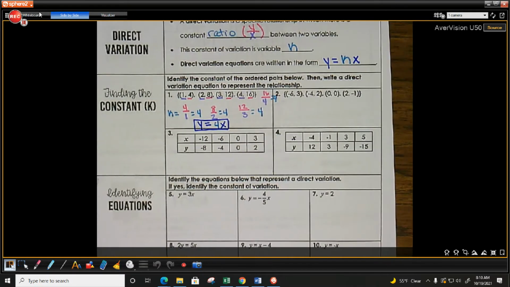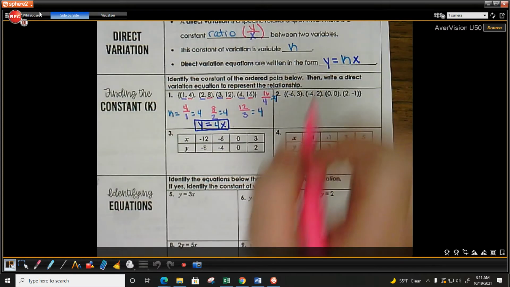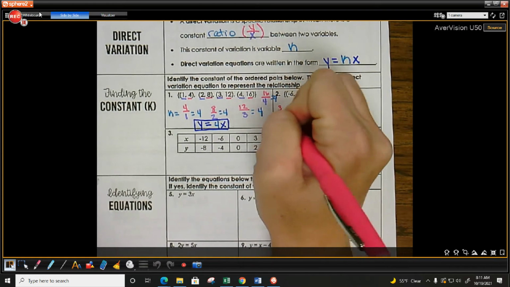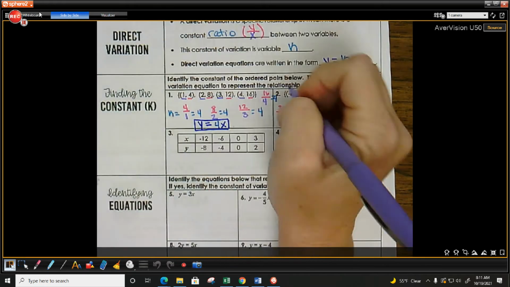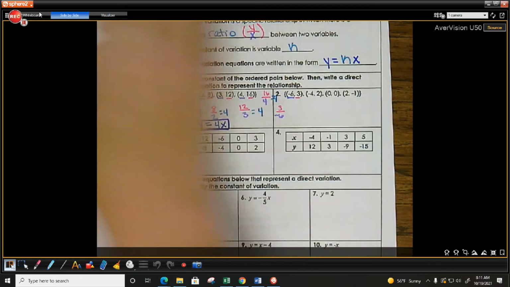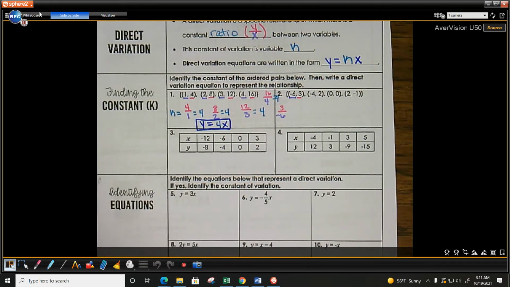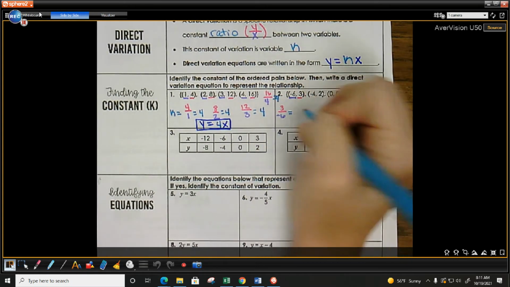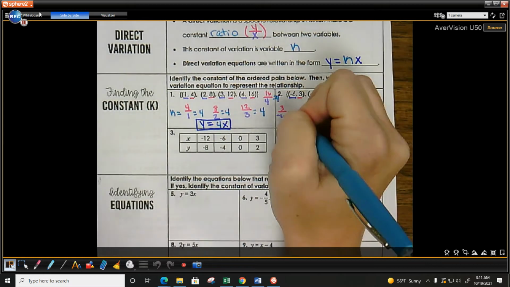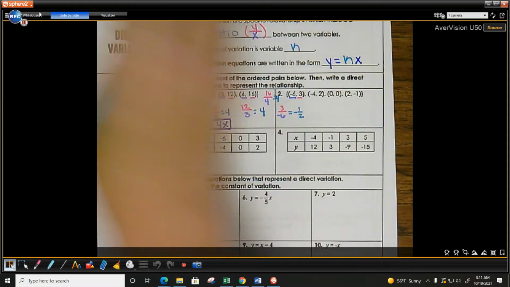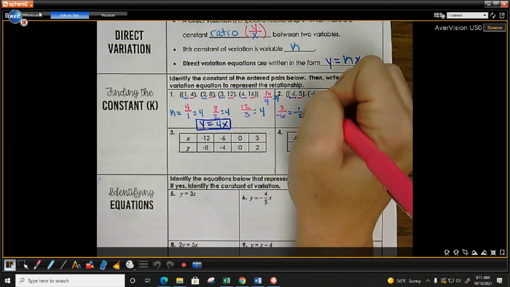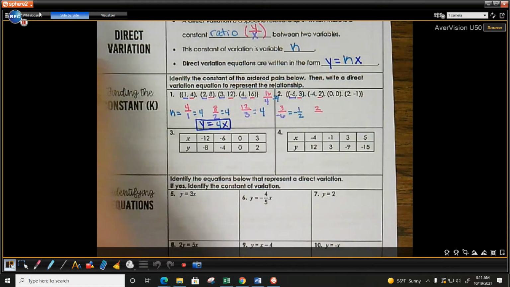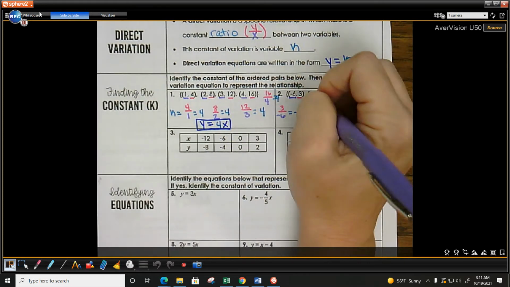Okay, next. All you're doing is y over x. What is 3 over negative 6? Negative 1/2. Okay. 2 over negative 4.